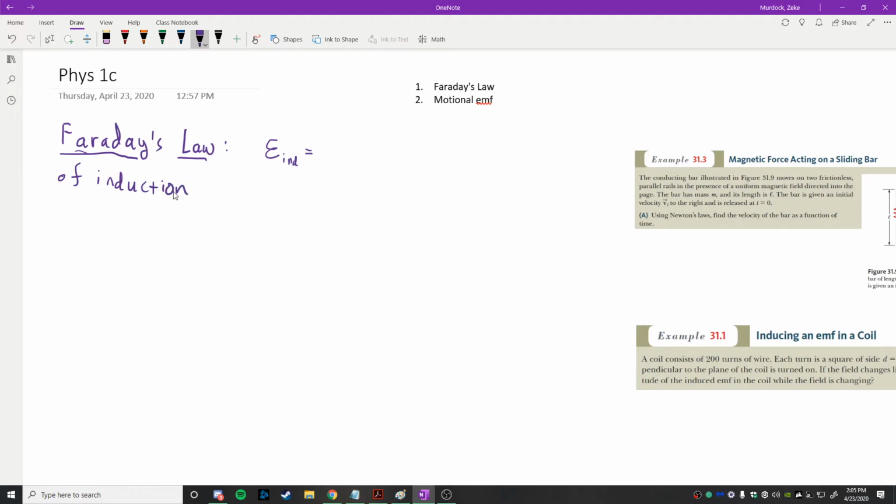You can induce an EMF in a coil as long as there is a change in flux through the coil. So it's d/dt of flux. And to remind you, magnetic flux is defined as, unfortunately, this complicated surface integral thing, where you have to find the integral of B dot dA.